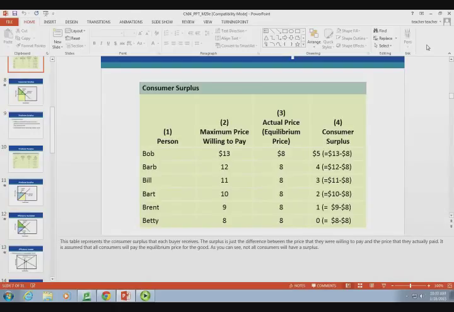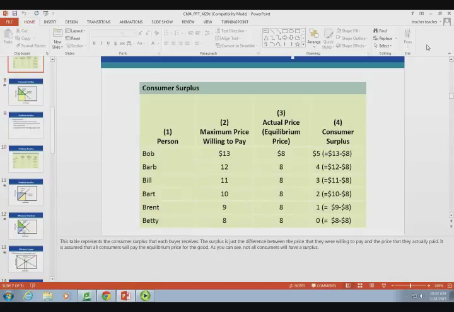So from Carlos's standpoint, he's willing to sell for $3 per unit. So we have a producer surplus of 3. Courtney is willing to sell for 4, producer surplus of 2. Chuck is willing to sell for $5, surplus of 1.